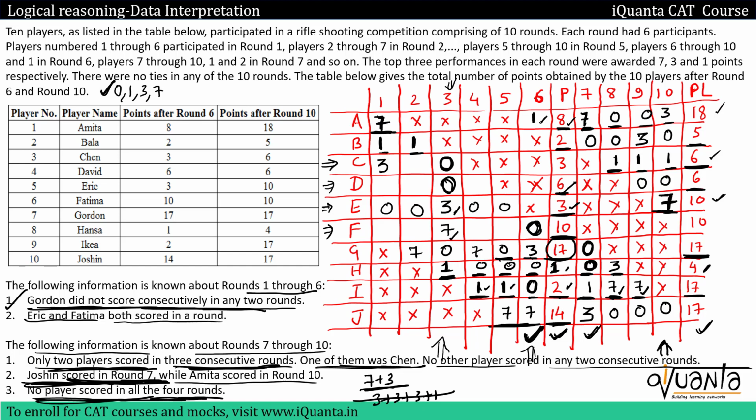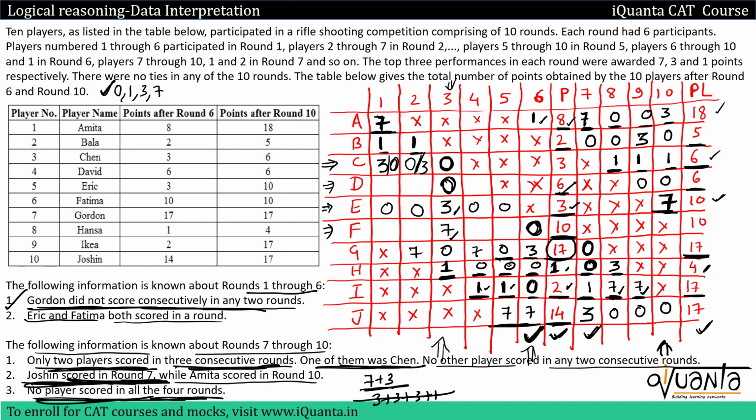Now if we go to C, if I give a score of 3 to C in round 1, we cannot give him a 3 in round 2 because C is scoring a total of 3 only till round number 6. So we'll give him a 0 over here. But at the same time, if I give 3 points to C in round 2, then I will give him a 0 in round 1. Because 3 is possible in both round 1 and 2. So that is the case. We'll have multiple possibilities over here.